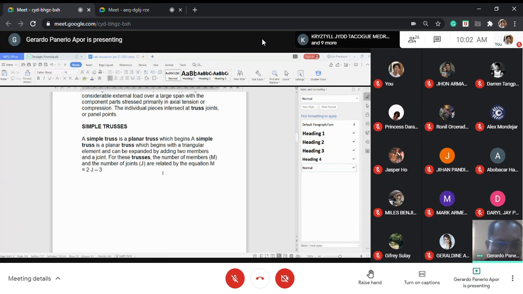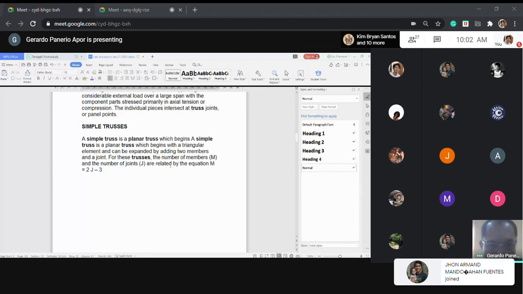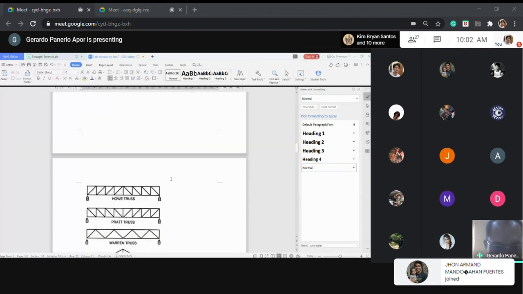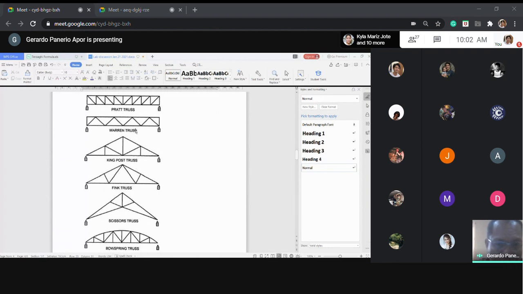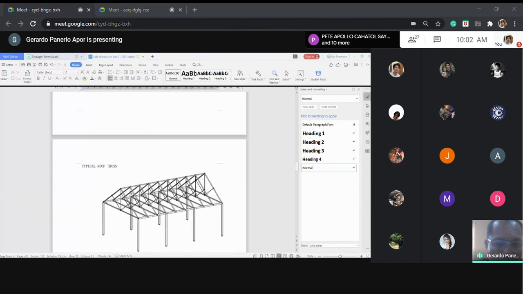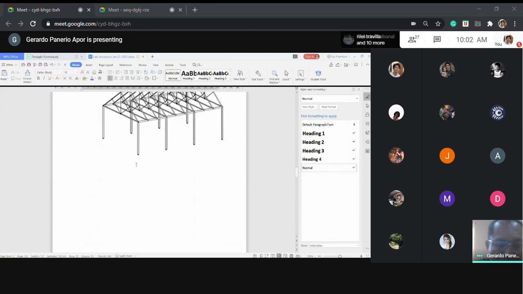A triangular element can be expanded by adding two members and a joint. So these are the common trusses to encounter, but they are not limited only to this. We can create our own truss. This is an assembly of trusses. It's 3D, but in analysis we can only take one representative of this.